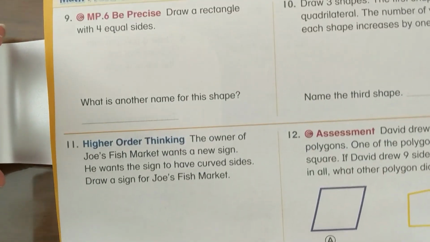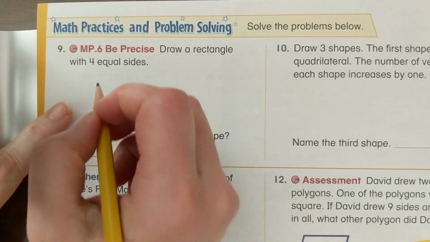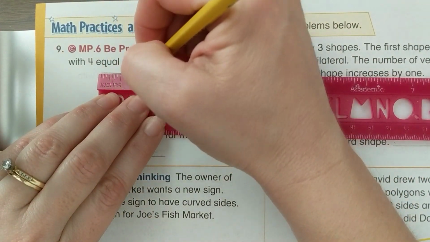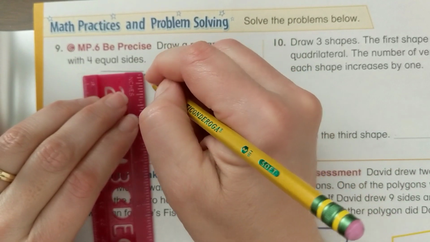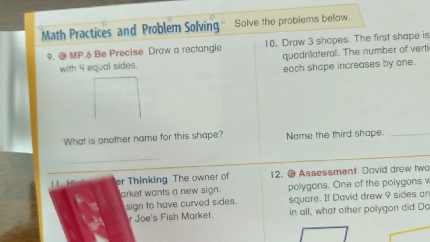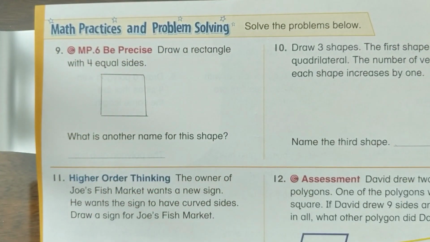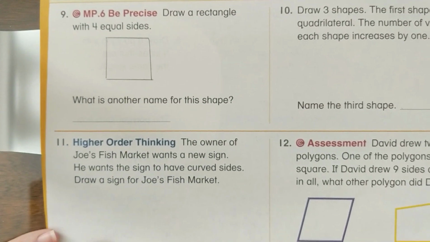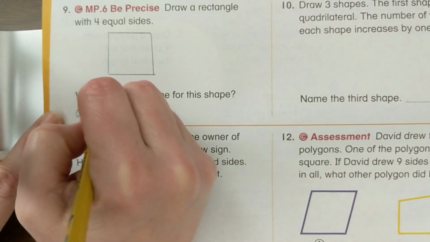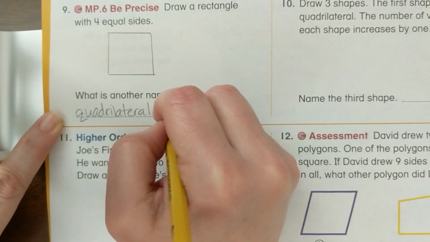All right, back side. Draw a rectangle with 4 equal sides. Equal. So I can go ahead and use my ruler again. 1 inch. I'll go down 1 inch. 1 inch again. And then lastly, this one means it's 1 inch. Perfect. What is another name for this shape? You could have chosen 2 other names. Quadrilateral or square.